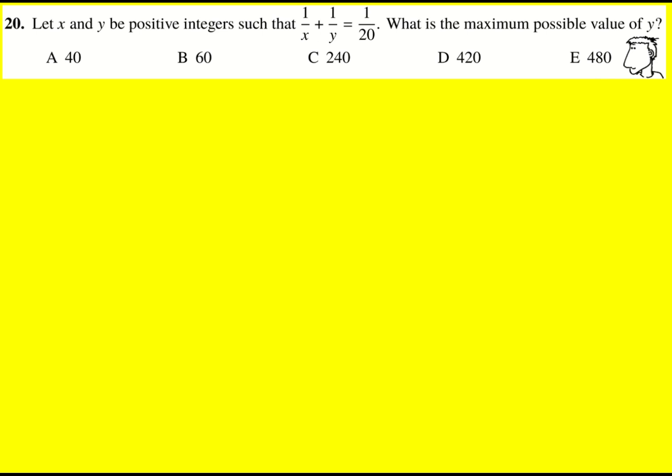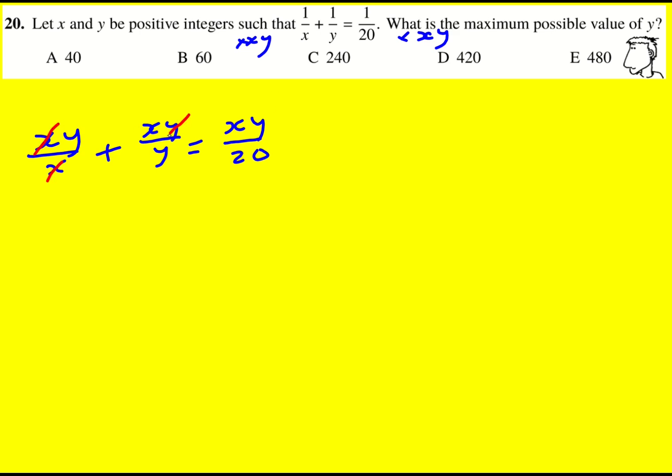Let's try and do it so we could solve the problem even if we didn't have multiple choice. What I'm going to do is get rid of these fractions. I'm going to times through by xy, both sides. This is equivalent to timesing each term by xy. So xy over x plus xy over y equals xy over 20. And now the x's cancel here, the y's cancel here. We've got y plus x equals xy over 20. So the next thing I can do is times through by 20. 20y plus 20x, let's just see where this goes, equals xy.